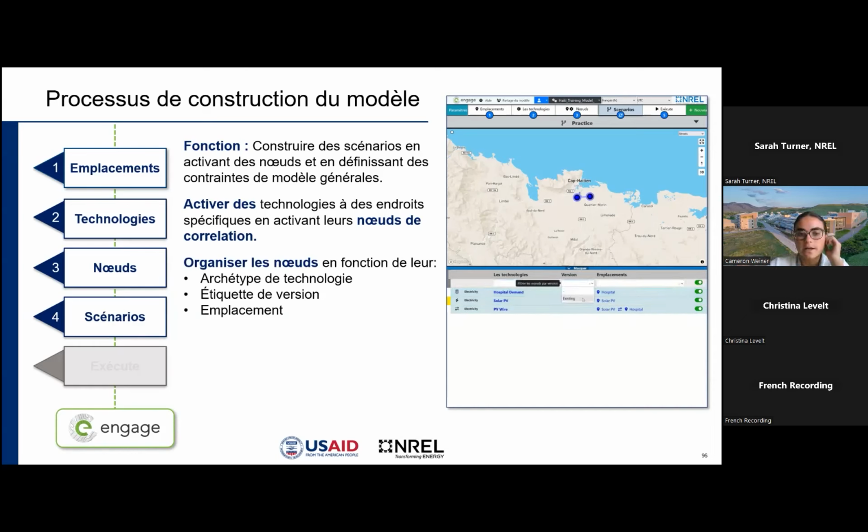You can also organize your nodes by filtering at the top. You can filter by the version tag that you've created, or you can filter by the location, or you can filter by the technology name. Right now, you don't really need to filter because there's only three nodes. But as your model gets more complex and you have more nodes to navigate, that will become really helpful for creating and building scenarios.